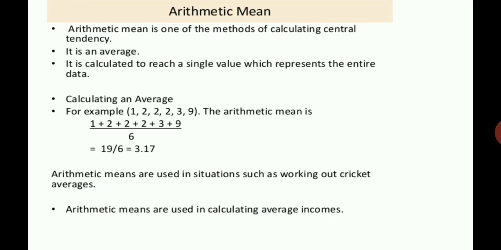Calculating an average, for example, the series given in this slide is 1, 2, 2, 3, 9. The arithmetic mean is 1 plus 2 plus 2 plus 3 plus 9 divided by 6. Or we can say all the data given in this slide are added together and divided by the number of values given in the example, and here the answer 3.17 is the average.